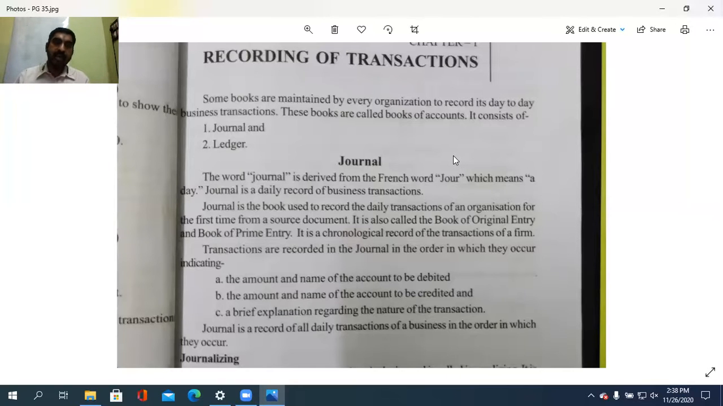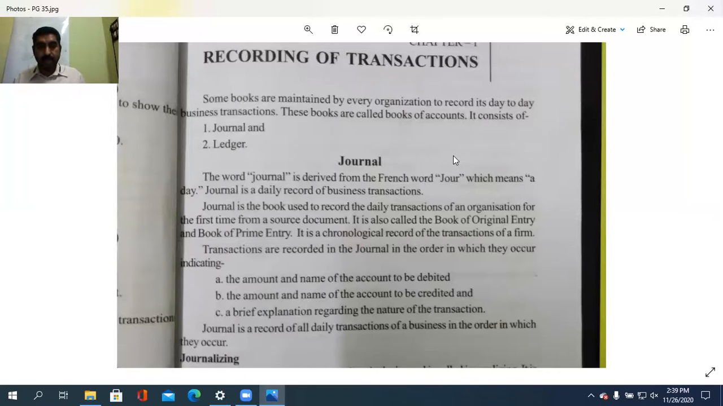So what is it, that debited amount and the name should be mentioned, and the credited amount and the name should be mentioned, and a brief explanation of that transaction is there. That brief explanation is called narration. So that is the case.